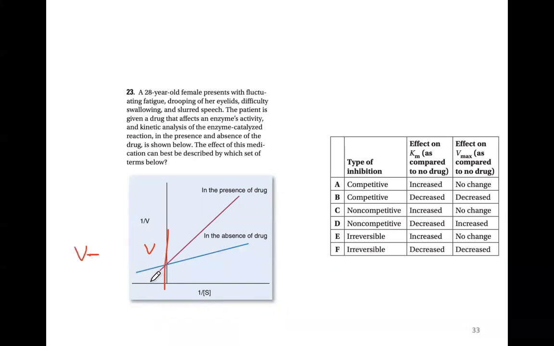How about Km? So I said as we go here, Km would decrease, affinity would increase. So in the presence of the drug, Km is higher. Exactly. So it's increased. Km is high, meaning lower affinity. So which type of inhibitor would give us high Km, lower affinity, and no change in Vmax? Exactly, A, competitive. Okay. And we are done with the lecture.